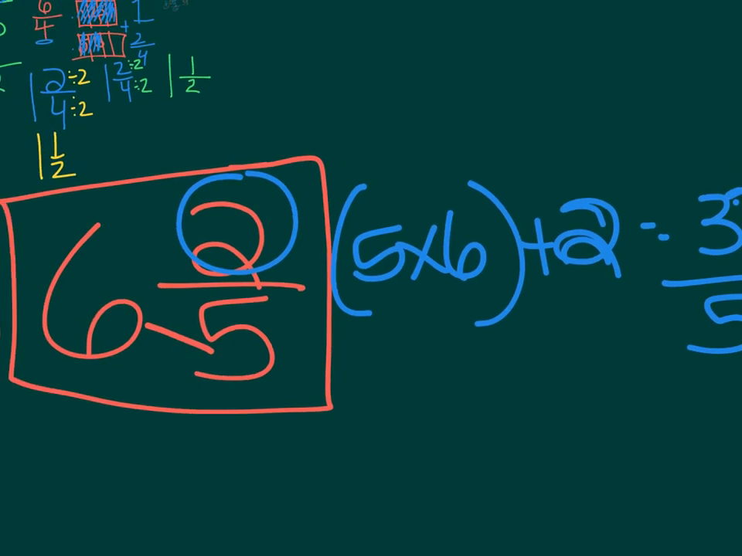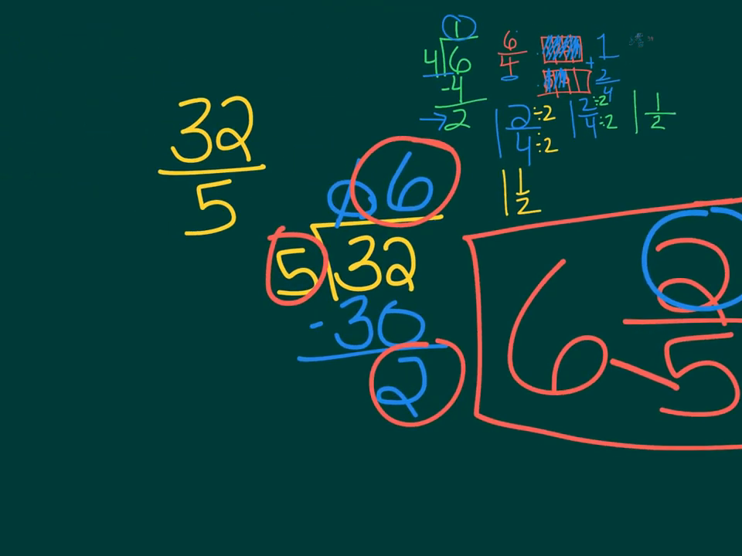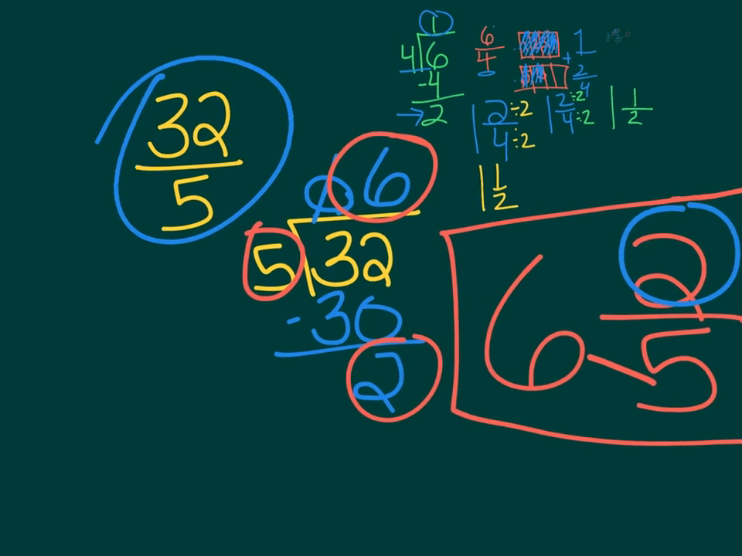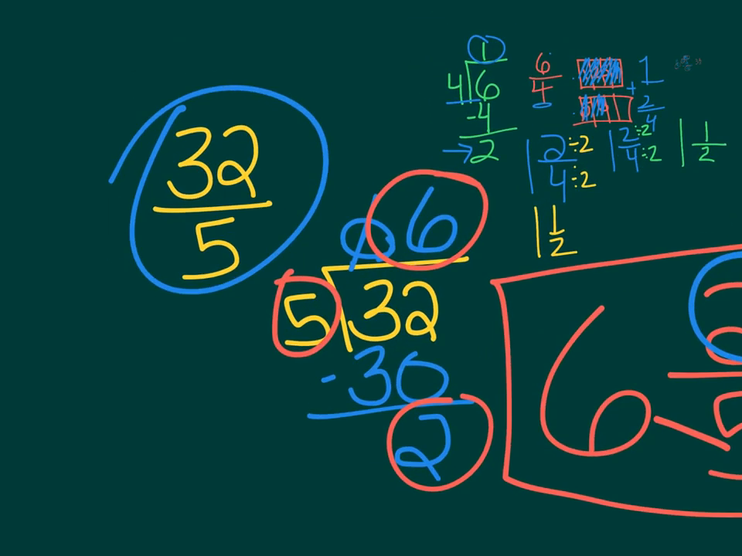Which is what I started with, right? 32 over 5. Yeah, right there. Pretty easy. Now, I'm not going to give you a challenge problem or one to do at home. We'll just work on this more tomorrow.